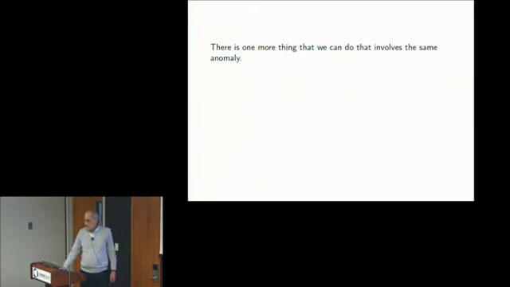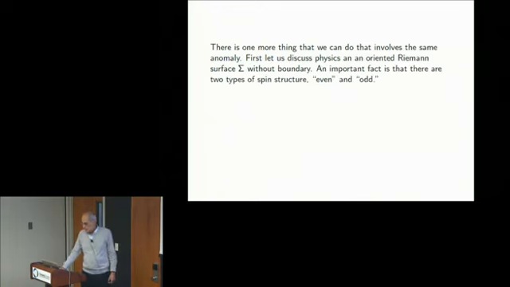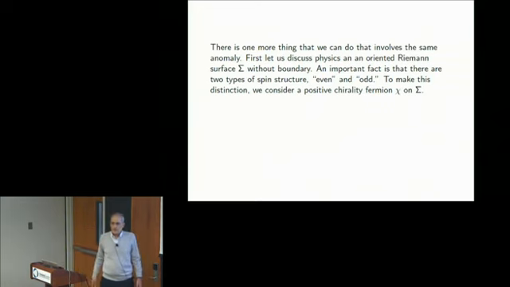Well, there's one more thing we can do that involves the same anomaly. Let's discuss physics on an oriented Riemann surface sigma without boundary. An important fact is that there are two types of spin structure, even and odd. To make this distinction, we consider a fermion chi on sigma. However, now it will not be the real two-component fermion that we had before, but a complex one-component fermion that has definite chirality. That means that spin 2 is abelian and it has two one-dimensional complex representations. We pick one of them.